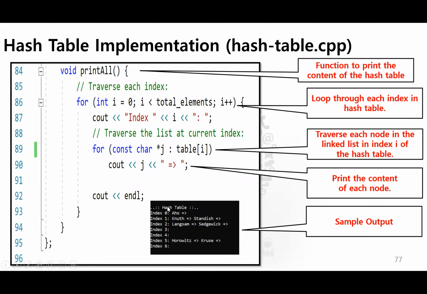Okay, so based on the hash table that we created just now, this is what I should get. If I call the print all, index 0 has Aho, Node, Standish, then index 1. Index 2, you have Langsam and Sandwich. Index 5, you have Horowitz and Cruz. For those that don't have any, we don't print anything, like in index 3, 4, and 6. We don't have any name mapped to it, so that's why it's empty. There's no list inside. The list is empty.